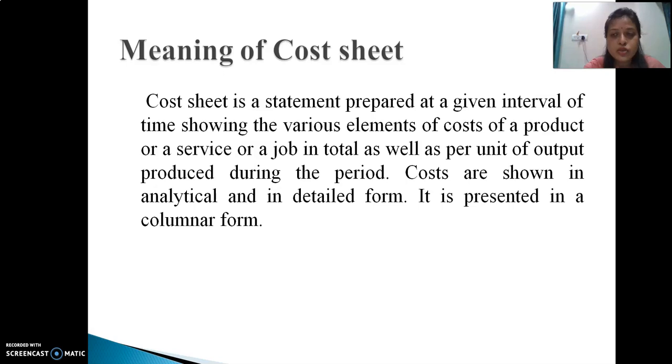Now, as we have briefly explained what a cost sheet is: a cost sheet is a statement prepared at a given interval of time showing the various elements of cost of a product, a service or a job, in total as well as per unit of output produced during the period. Costs are shown in analytical and detailed form. It is presented in a columnar form.